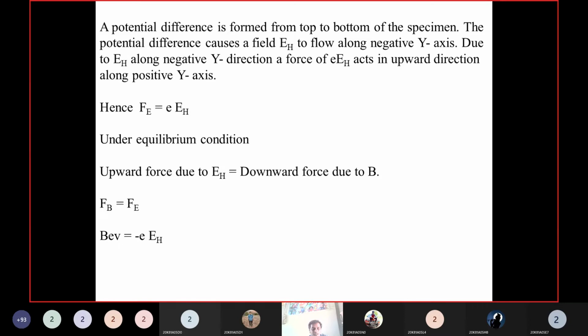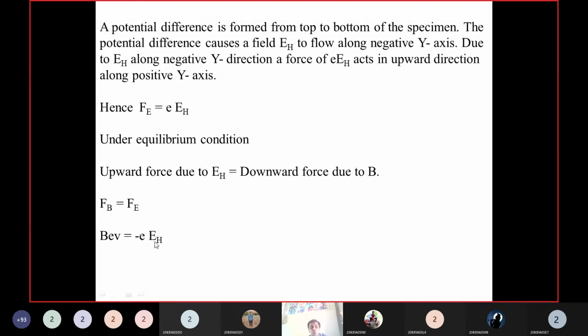And if you take the equilibrium condition, that means at a particular time, the electron will be constant. It does not move upward or downward. So at the equilibrium position, the force due to the electric field is equal to the force due to the magnetic field. That means the upward force is equal to the downward force, so F of B is equal to F of E. Here the direction is opposite, that's why I am taking minus. Both forces are equal at equilibrium, and their directions are opposite.